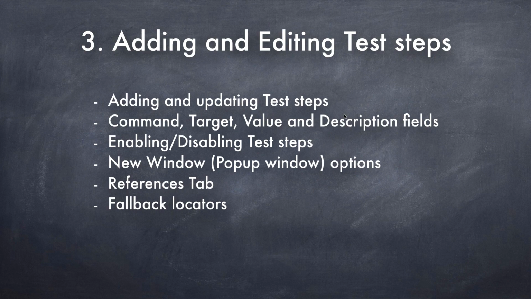Just to summarize, in this video, we discussed adding and updating test steps, command, target, value, and description fields, enabling and disabling test steps, pop-up or new window options, references tab, and fallback locators. In the next video, I'm going to talk about how to debug test steps.